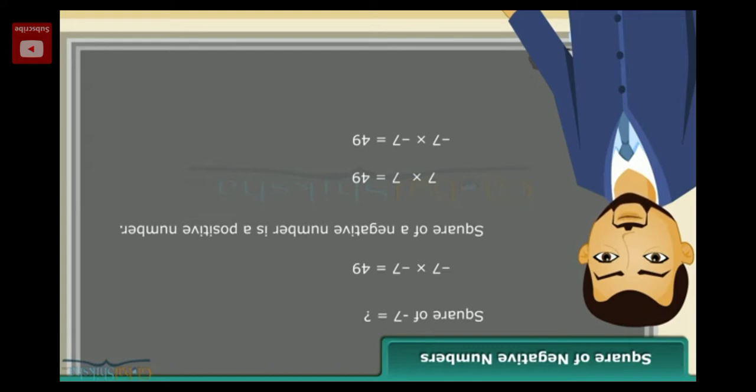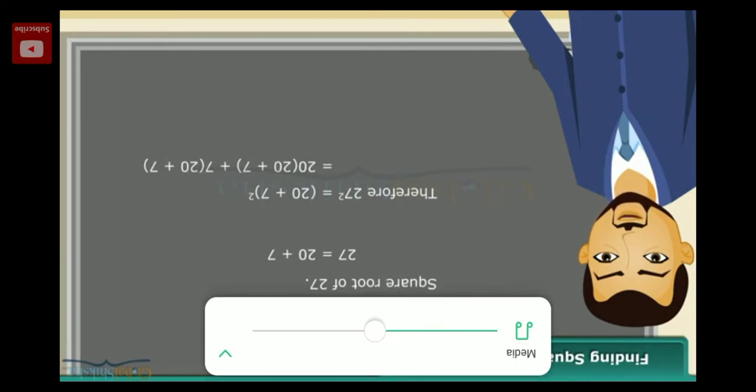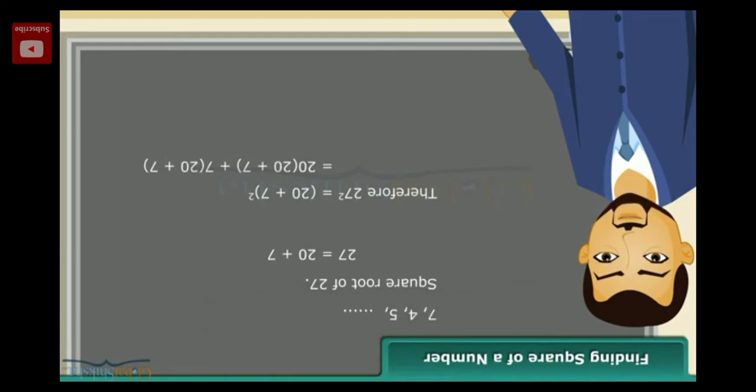Let us know about square roots now. We can easily find the squares of small numbers like 7, 4, 5, etc. But is it easy to find the square of 27 so quickly? Let us find how we may find the square of 27. We know 27 is the sum of 20 and 7. Therefore, the square of 27 is equal to (20 plus 7) whole square, which is equal to 20 into 20 plus 7 plus 7 into 20 plus 7, which is equal to 20 square plus 20 into 7 plus 7 into 20 plus 7 square, which is equal to 400 plus 140 plus 140 plus 49, which is equal to 729.